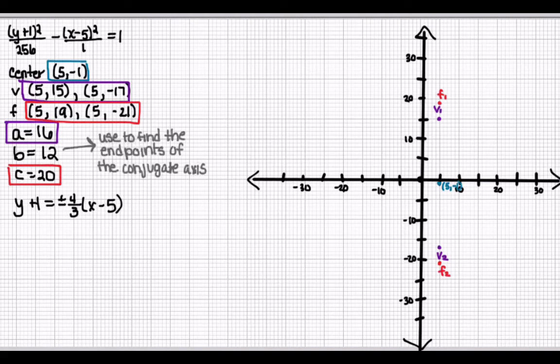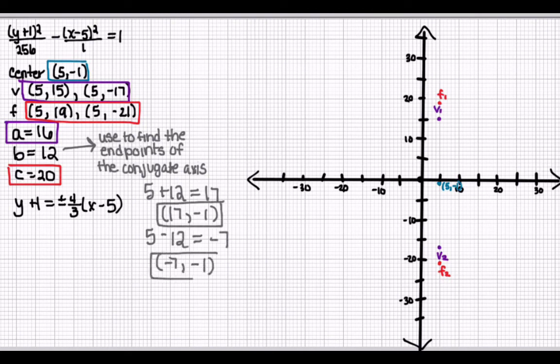Now I'm going to use the value of b to find the endpoints of the conjugate axis. By finding these points, it's going to allow me to create that box that I can use to get the shape of the hyperbola. So to do that, I'm going to add and subtract 12 from the x values of the center. So for adding 12, that gives me 17 comma negative 1, and when I subtract 12, that gives me negative 7, negative 1. And now let me plot these 2 points. So once the points are plotted, I'm going to create a box. I'm going to draw it as a dotted line, connecting the vertices and the 2 points that I just found.